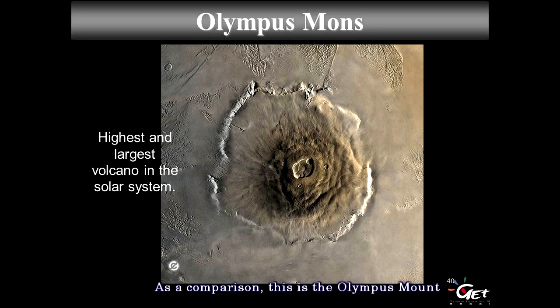As a comparison, this is Olympus Mons on the surface of Mars, compared to Mauna Loa, which is the highest mountain on Earth. This is the volcano forming the main island of Hawaii. It's something like 4,200 meters above sea level, but if you count from the base of it, it's something like 14,000. But it's still far smaller compared to Olympus Mons.